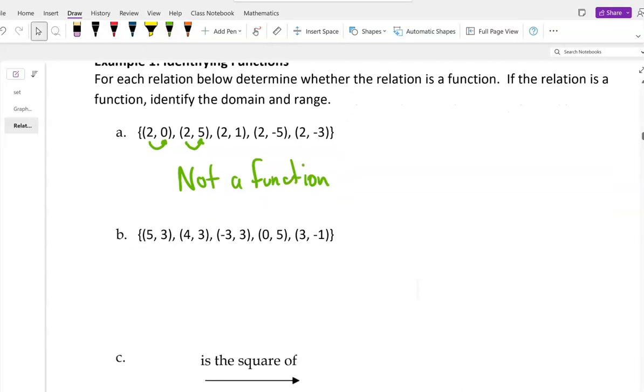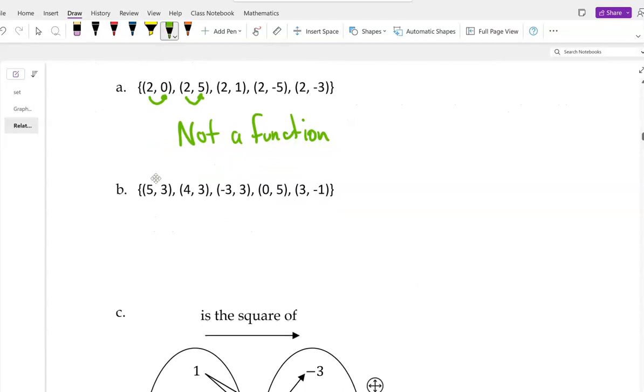Okay, let's check the next one out. A 5 becomes a 3, a 4 becomes a 3. Oh, hang on a second. So 5 becomes a 3, 4 also becomes a 3. Does the input, here's my input, have a unique output? Yes, it only has one output. Okay, this is still a function.